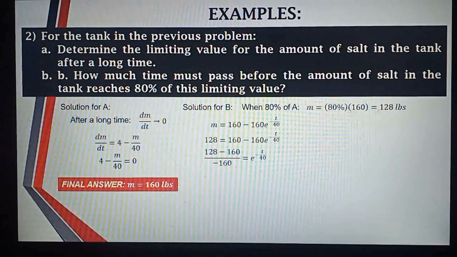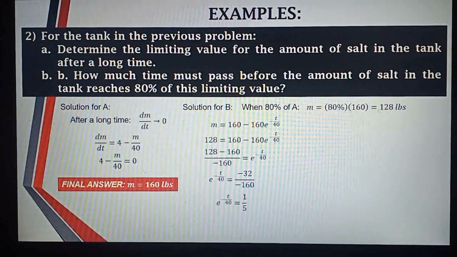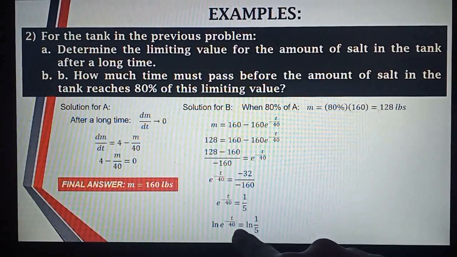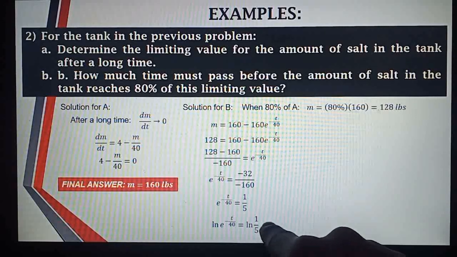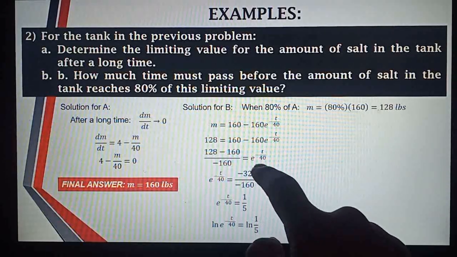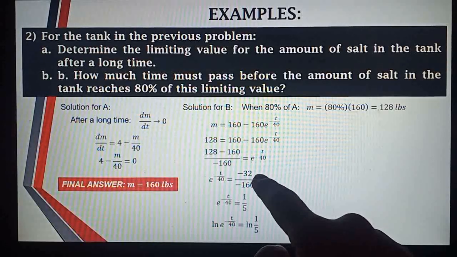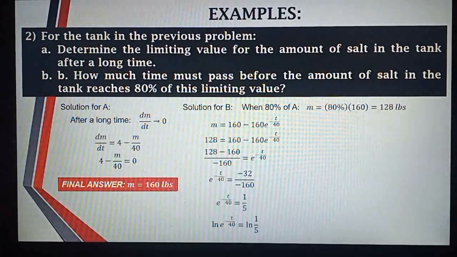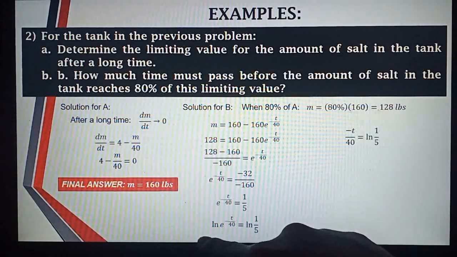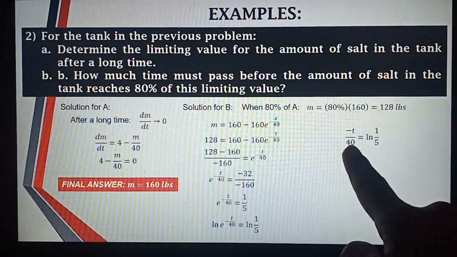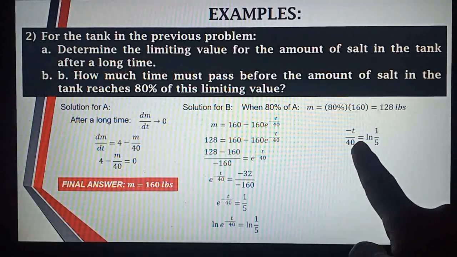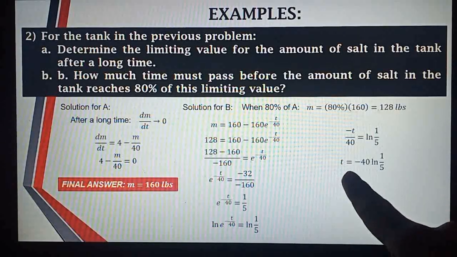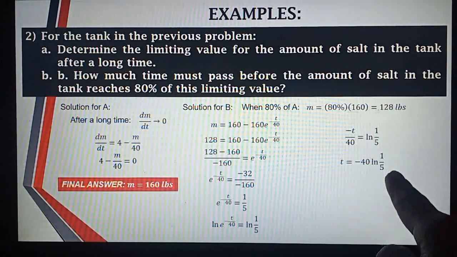t over 40. Then taking the ln of both sides, you will have ln of e raised to negative t over 40 equated to ln of 1 over 5. The 1 over 5 comes from negative 32 over 160. When you simplify negative 32 over 160, that's 1 over 5. Then, simplifying this equation, we will have negative t over 40 equated to ln of 1 over 5. Now, to find the time, you will have negative 40 ln of 1 over 5.